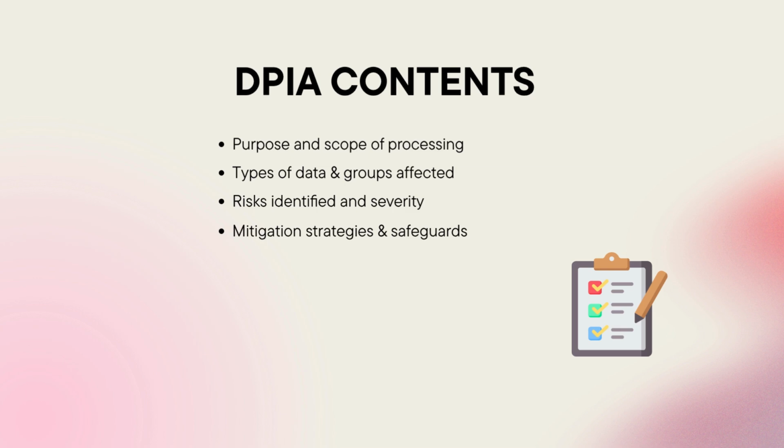A DPIA should cover several elements. First, the purpose and scope of the processing. What data is being used and why. Second, the types of data collected and which groups of people are affected. Third, the risks identified, along with assessments of how likely and how severe they might be. And finally, the DPIA must outline the safeguards chosen to reduce those risks. These may include data minimization, encryption, or stricter access controls. A well-written DPIA ensures privacy isn't an afterthought. It becomes part of the project's foundation from the start.